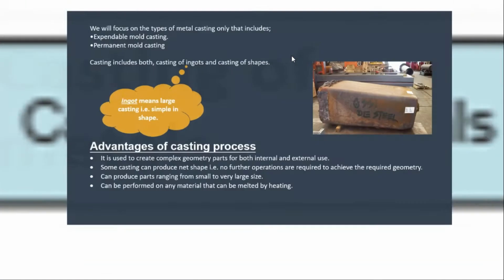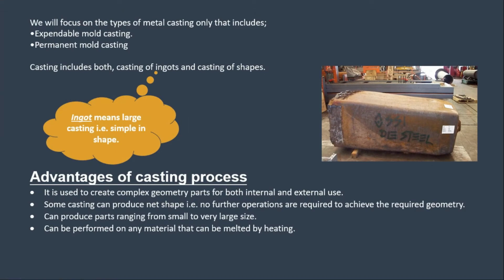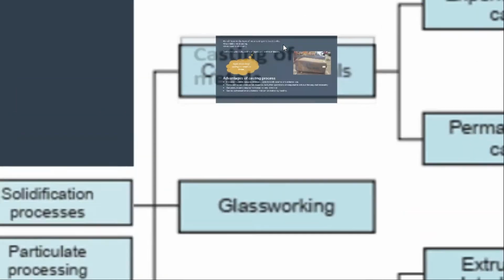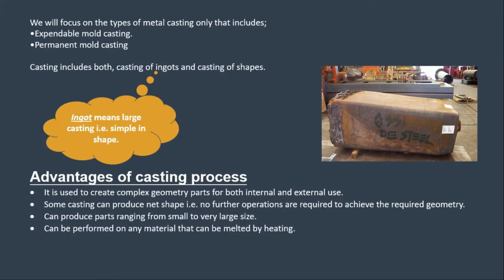What is the casting of metals? As you saw in the chart, the casting of metal has two types: expendable mold casting and permanent mold casting, and there are further types of these two. So we'll focus on the types of metal casting only, that includes expendable mold casting and permanent mold casting. We will discuss the further types specifically in chapter 11.